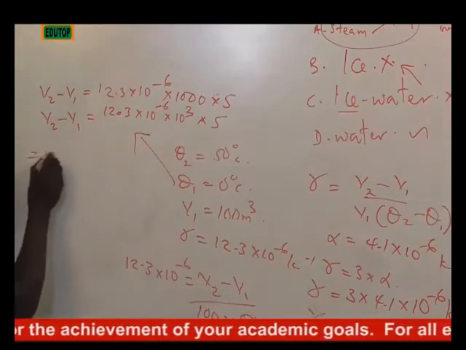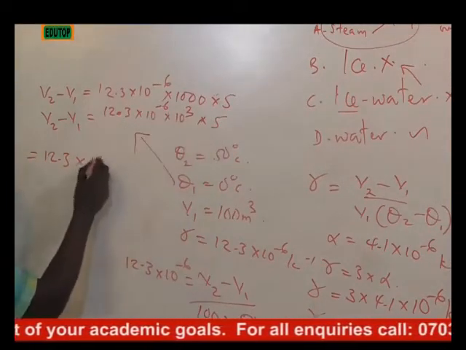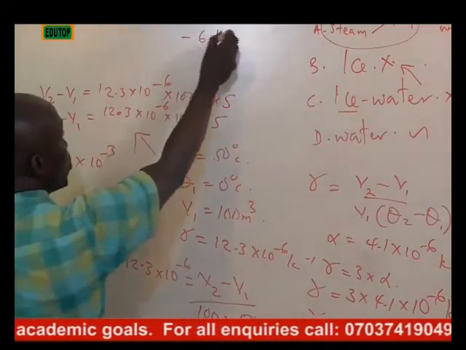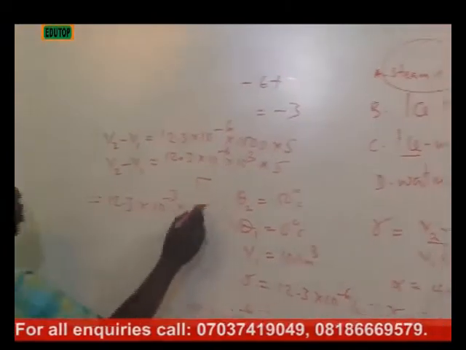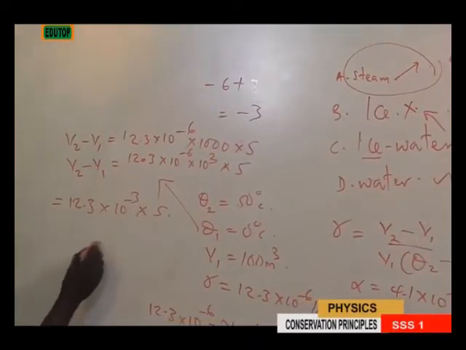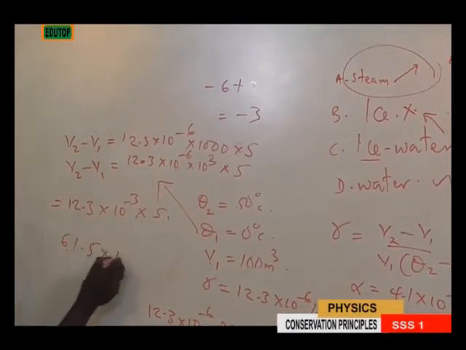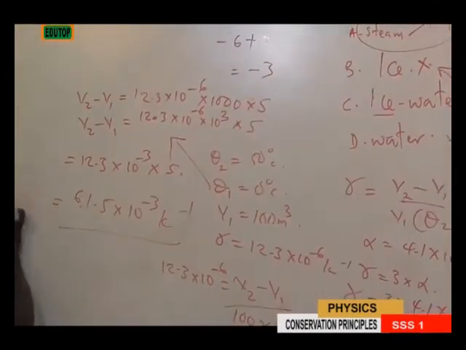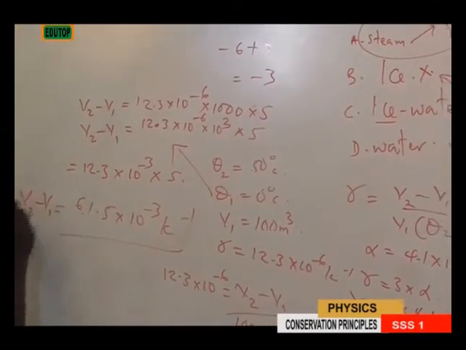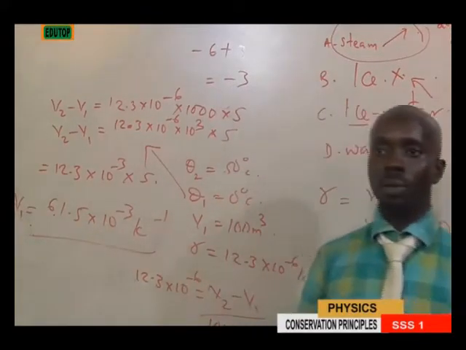So from there you have 12.3 times, if you put this together, that's minus 6 plus 3, so you have minus 3. You bring down your minus 3, then times 5. So 5 times this will give us 61.5 times 10 to the power minus 3 per Kelvin. So with that, we have gotten our change in volume. So that is the actual value.